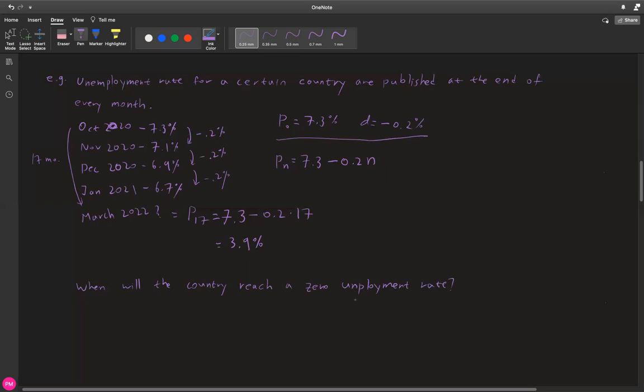So how would you go about solving this problem? We know that P here is actually the unemployment rate. So here we need to know that for some n, P sub n is 0. So we should let P sub n be 0 for some n, and you have to solve for n. That's actually all you have to do.